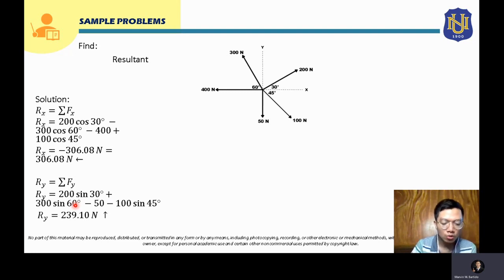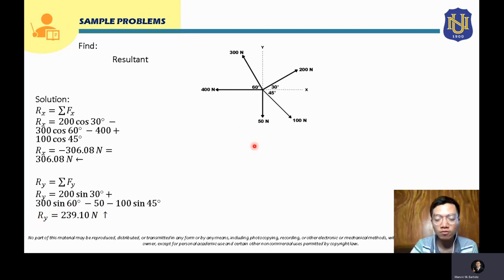So this will be 239.10 Newton. And the answer is positive. Meaning to say, since the assumed positive direction for Ry is upward, it means that your Ry is upward. So that's the direction of the vertical component of your resultant. It is directed upward.